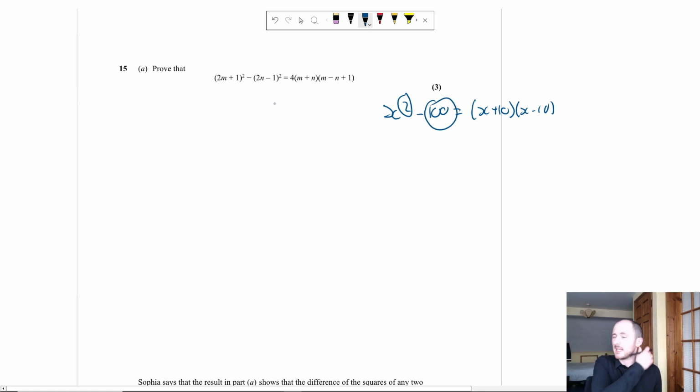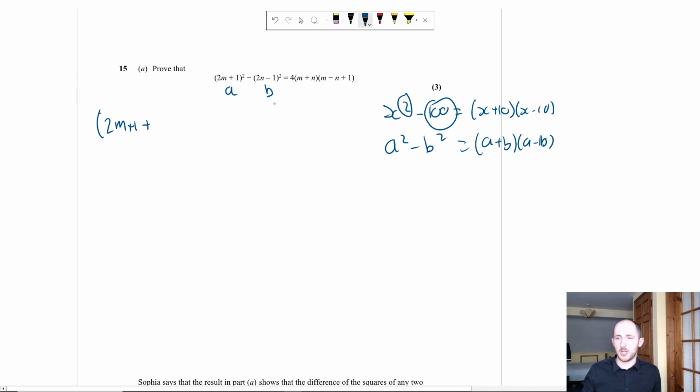It's actually the same thing no matter what you have. So in general, if you have a squared minus b squared, you just have a plus b, a minus b. So in this case, a is just equal to all of this, and b is just equal to all of this. So let's work that out. So we have 2n plus 1, so that's my a, right?